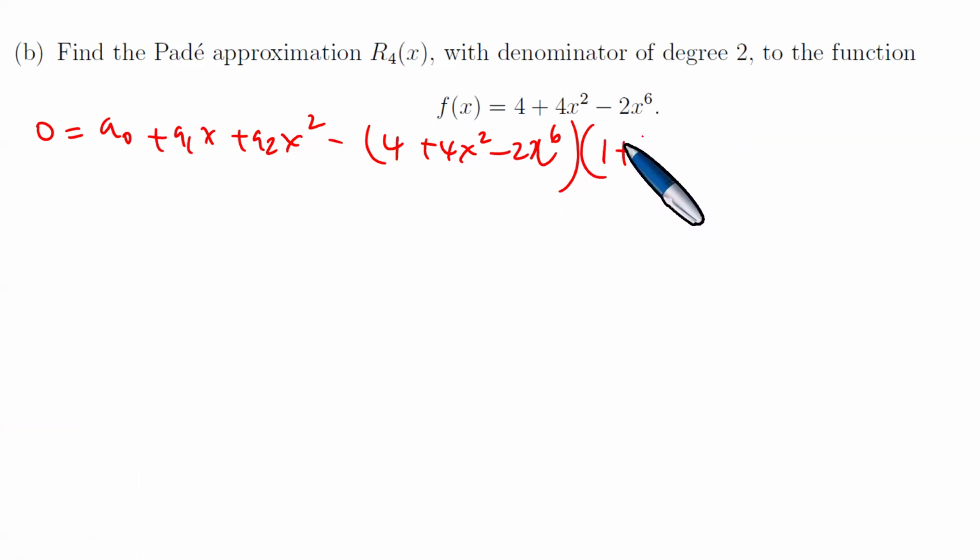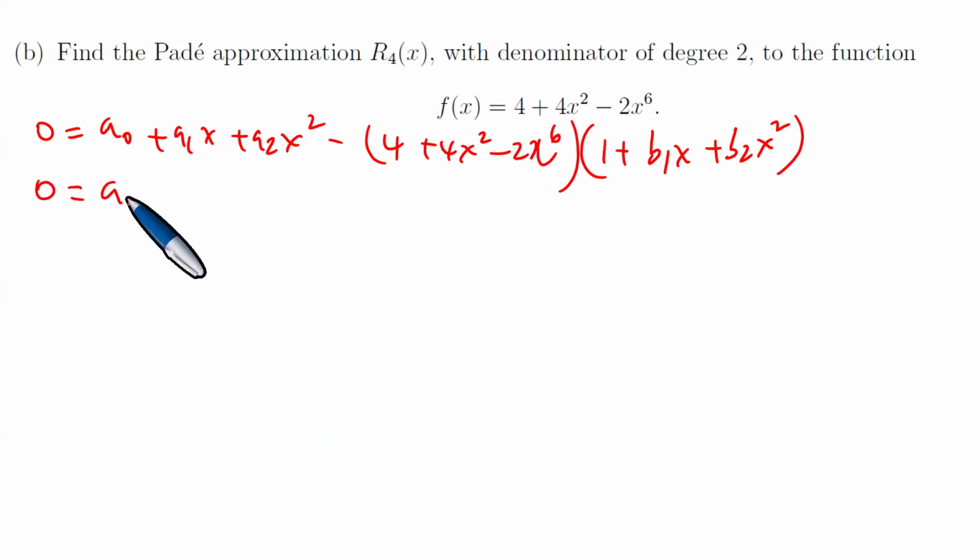Times 1 plus b1x plus b2x squared. Exactly like so. What is this? Okay, we perform the algebraic manipulations that are necessary, and we're able to then achieve that this is 0, A0 plus A1x plus A2x squared. Distribution.